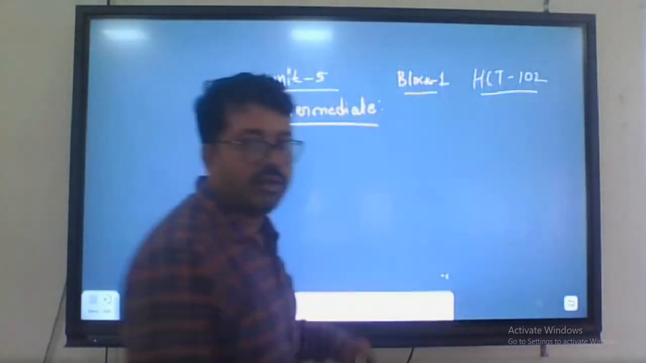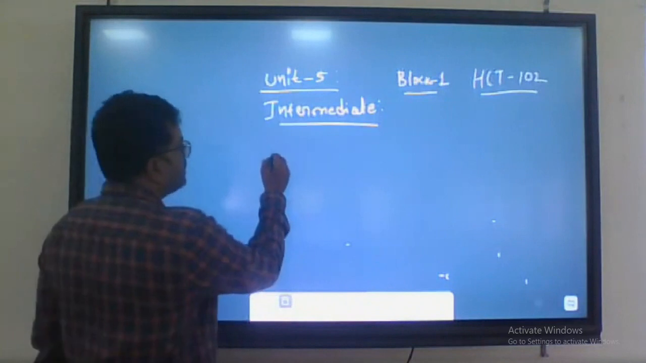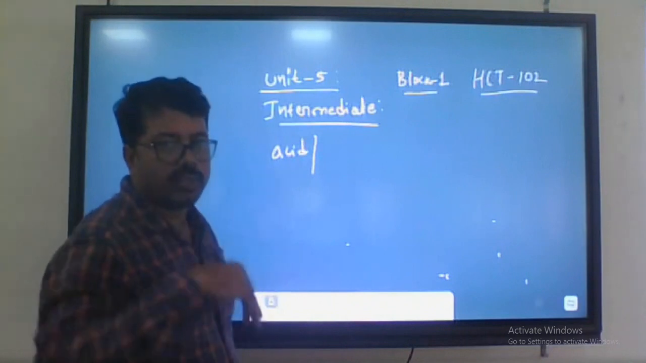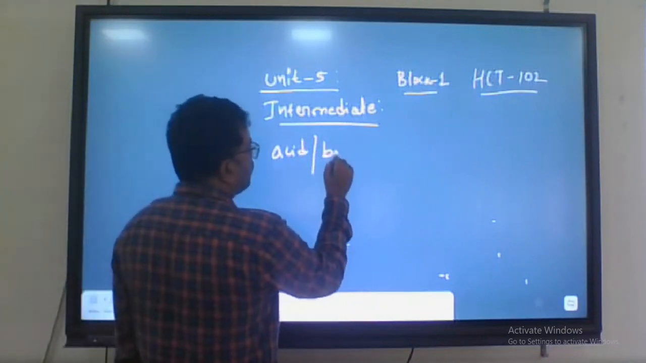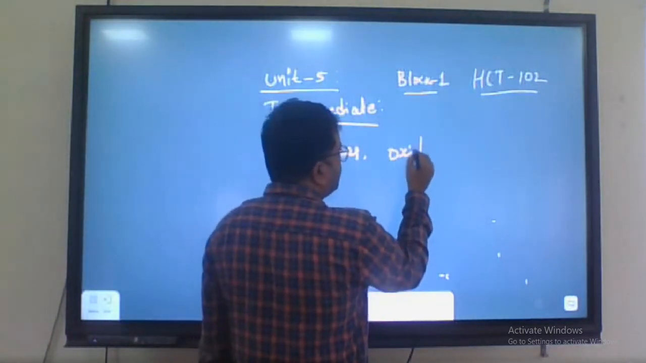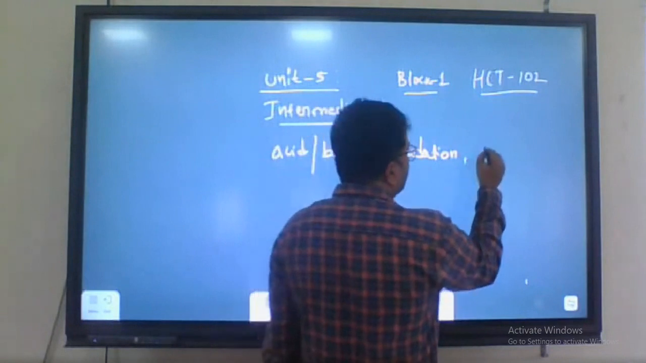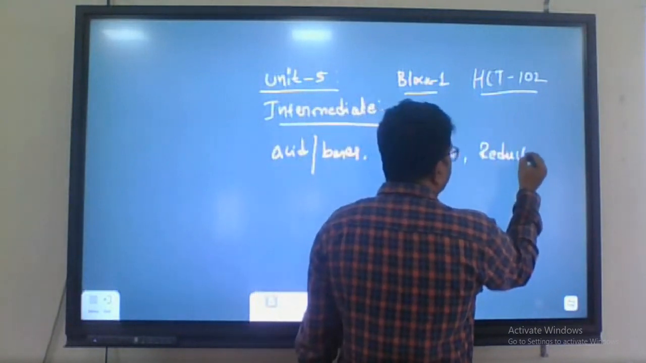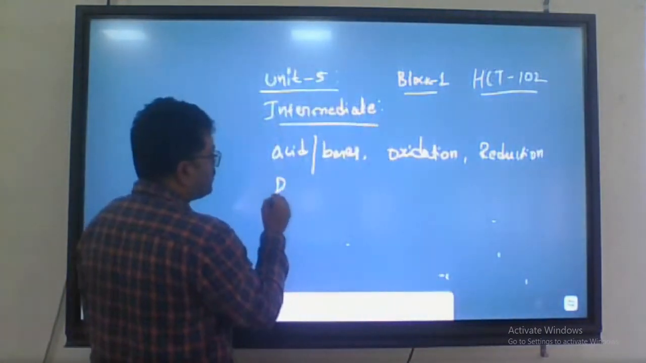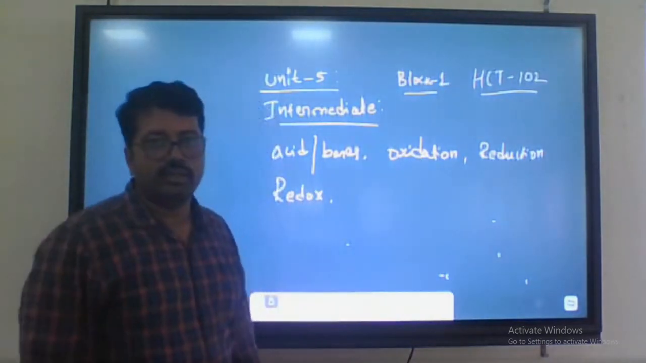In organic reactions, what are chemical reagents? Acid is a substance that donates a proton or accepts an electron. Then bases, oxidation, which is removal of electron or addition of oxygen. Reduction is addition of hydrogen or removal of oxygen. Redox means both oxidation and reduction take place simultaneously.